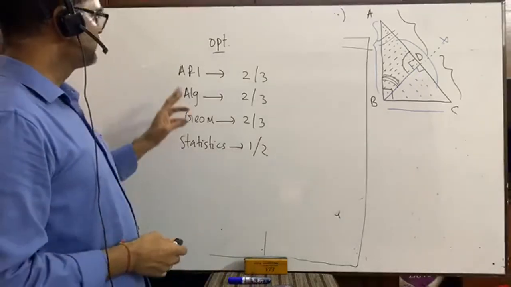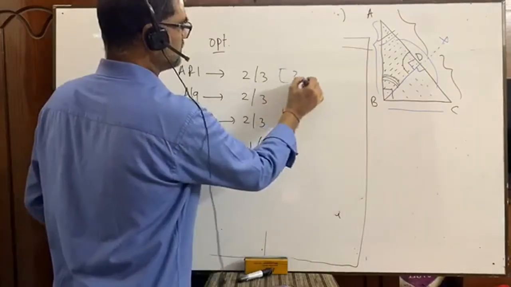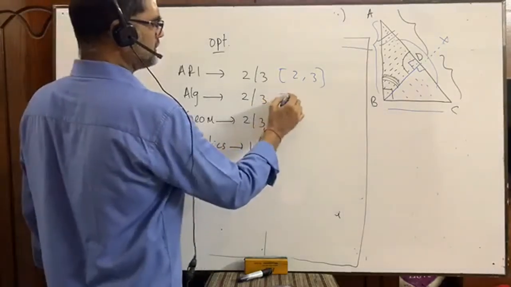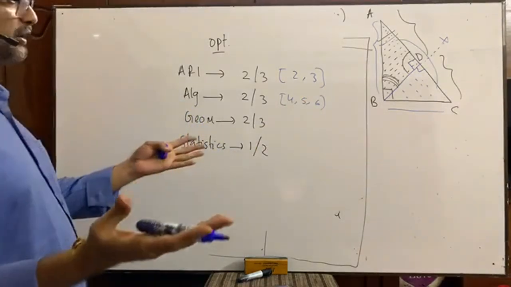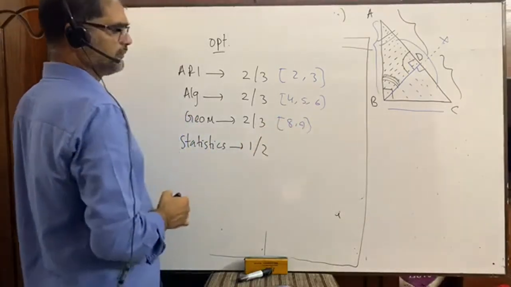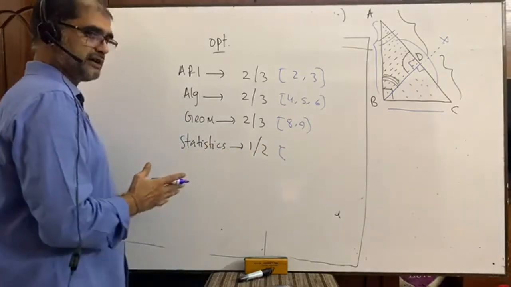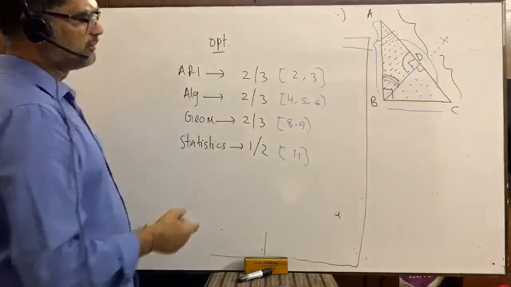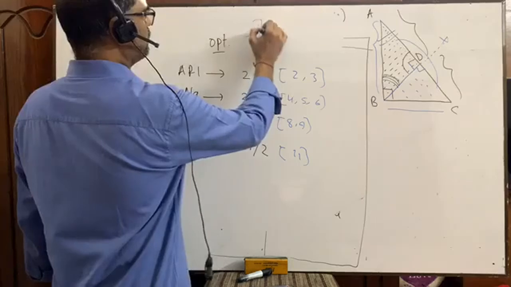Suppose arithmetic, what is the syllabus? Chapter 2, chapter 3. Algebra, what is the syllabus? 4, 5, 6. 6.2 graph is not included. Geometry, what is it? 8 and 9. Chapter 10 is not included for the information data, and here it is called statistics. You have only chapter 11. Very easy and simple. I know that all of you will get 70 out of 70. I hope all of you will get 70 out of 70.